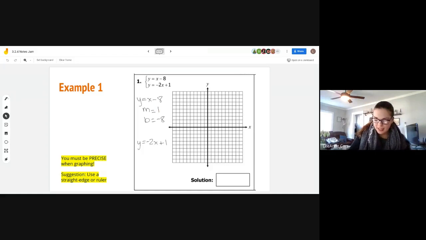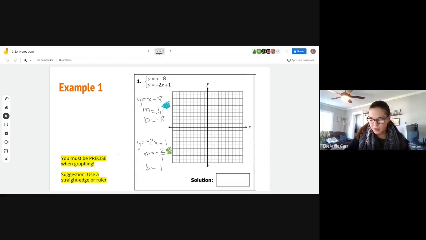Good. In this second equation, we have a slope of negative 2, and we can write negative 2 over 1. Remember, we want them to be fractions. And our y-intercept is 1. So I'm going to graph both these lines, and if you have 2 different colors, that would be awesome. This first one I'm going to make blue. The second one I'm going to make green. And we're going to see where these blue and green lines cross.